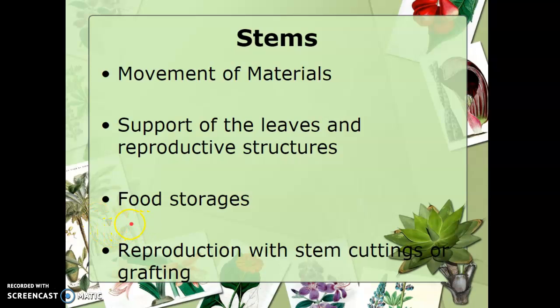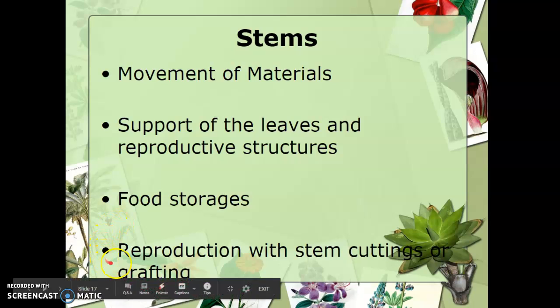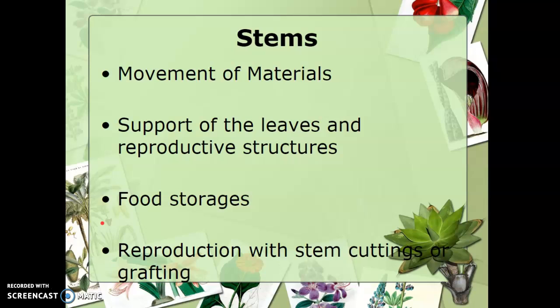You can store some food in your stems, so some of that glucose that's made can happen in your stems, as well as a little bit of photosynthesis. And then we can also reproduce plants from just a piece of the stem, known as a stem cutting.